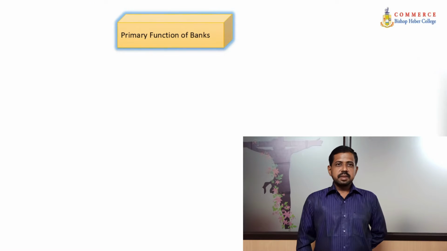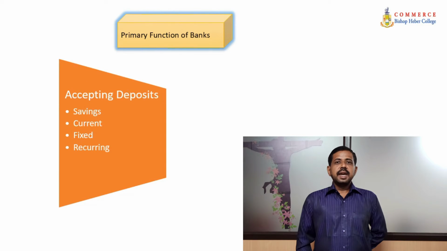In primary function, we have accepting deposits. Commercial banks starts to accept deposits from the people, businesses and other entities in the form of savings, fixed, current and recurring deposits. Savings deposit. The commercial bank will accept small deposits from the households or persons in order to encourage the habit of savings in the economy, repayable on demand or otherwise.